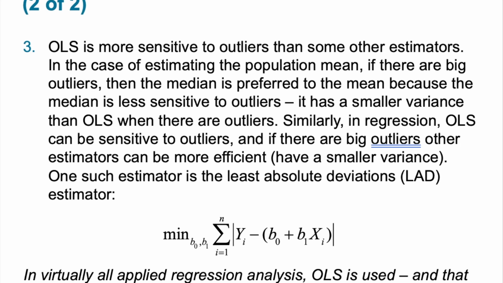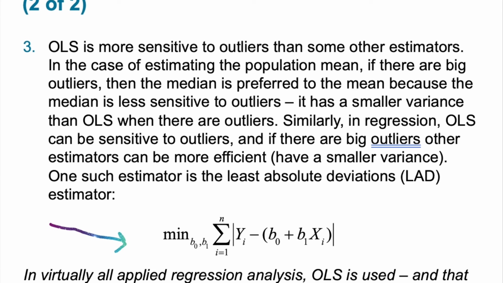Finally, we know that OLS is sensitive to outliers, and OLS is more sensitive to outliers than other estimators. So if we have not satisfied all of these assumptions that we've laid out, including outliers and homoscedasticity and normal errors, there may be other estimators which are better.